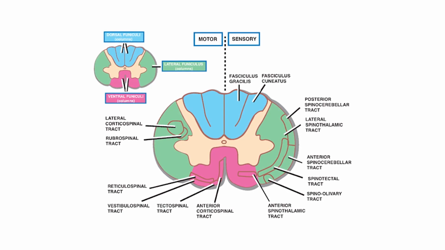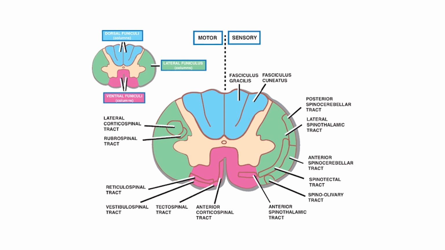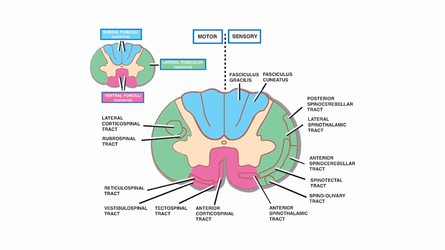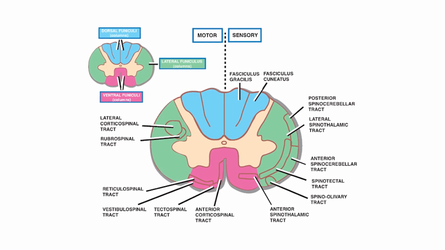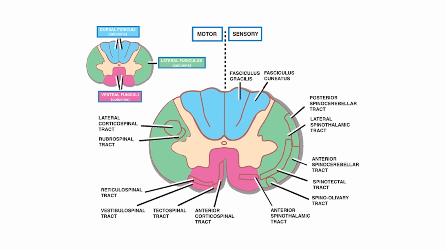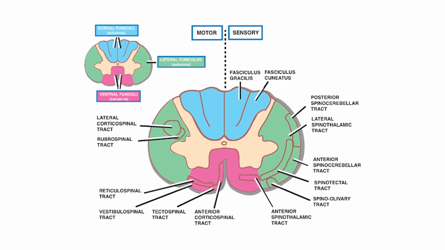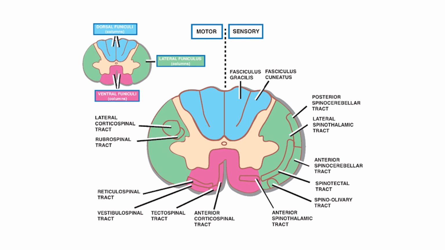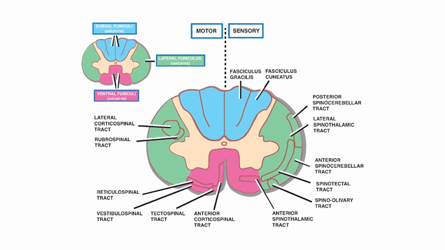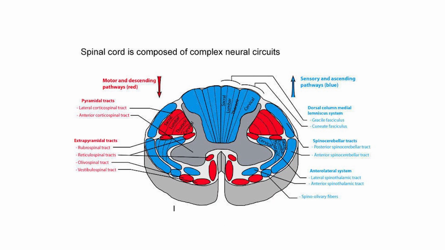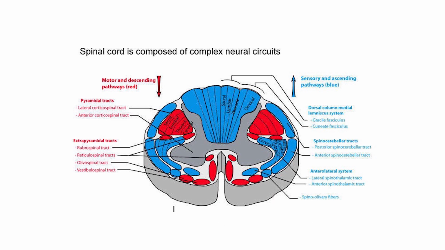The lateral column contains the major descending motor pathways, lateral corticospinal tract with the smaller descending rubrospinal tract and ascending and crossed spinothalamic tract. Dorsal column, it contains the uncrossed gracile and cuneate fascicles. The arrangement of fibers in various columns.